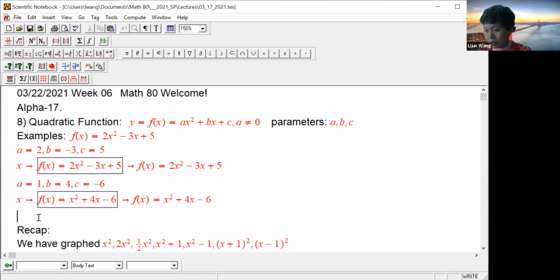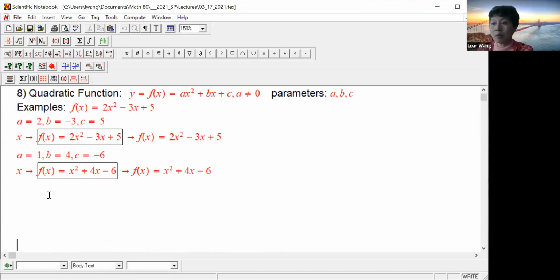Make sense? So how many quadratic functions do you think we can have? I think we can have as many as you want, right? Because for each different triplet of A, B, C, you will create a different quadratic function. So this list can go on.